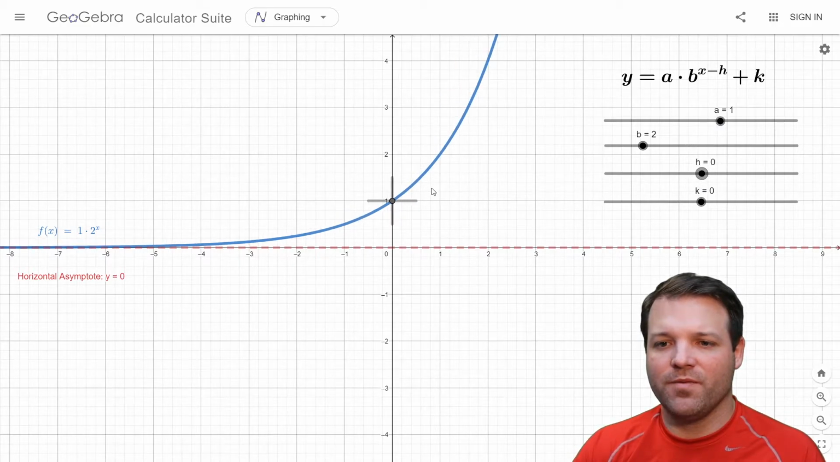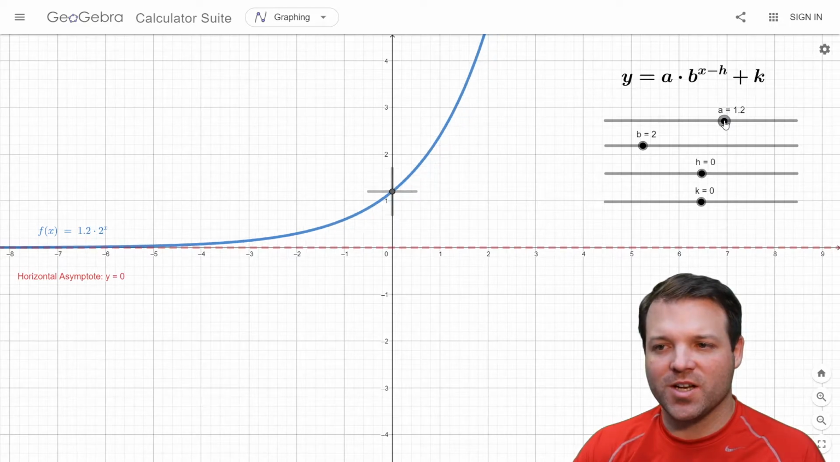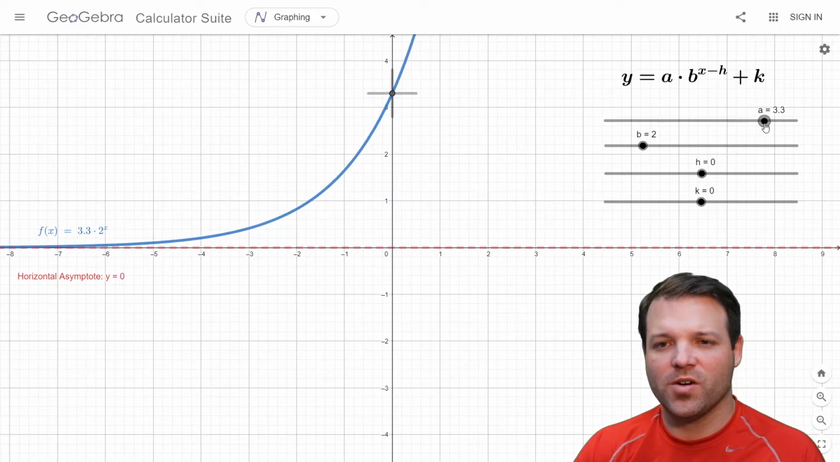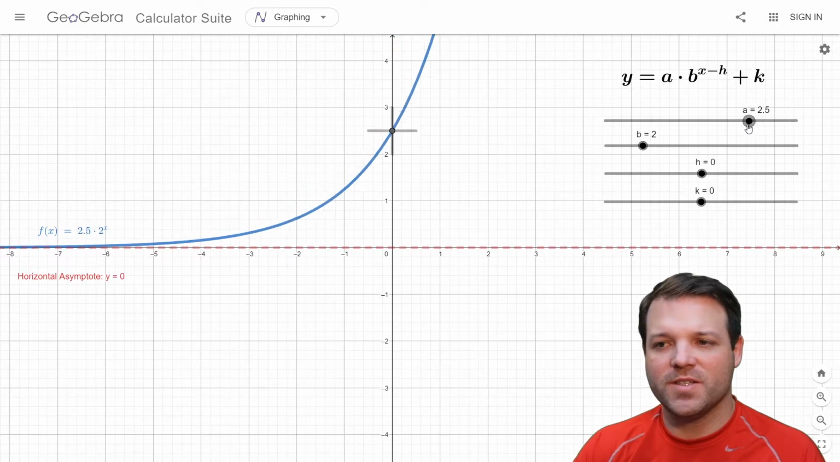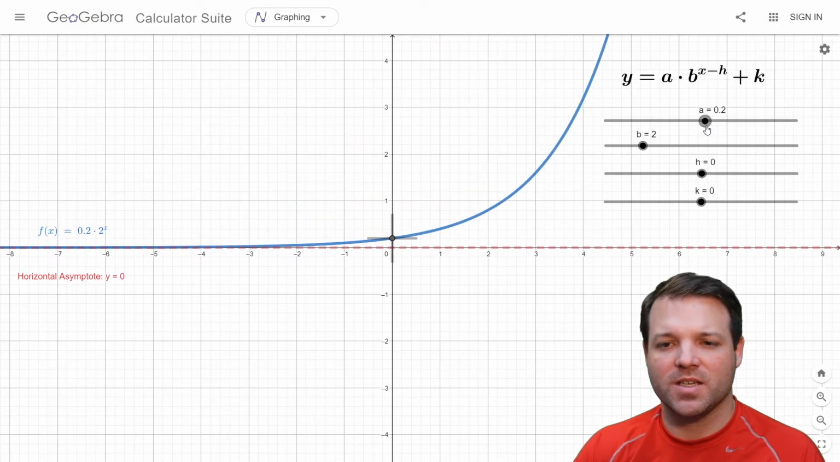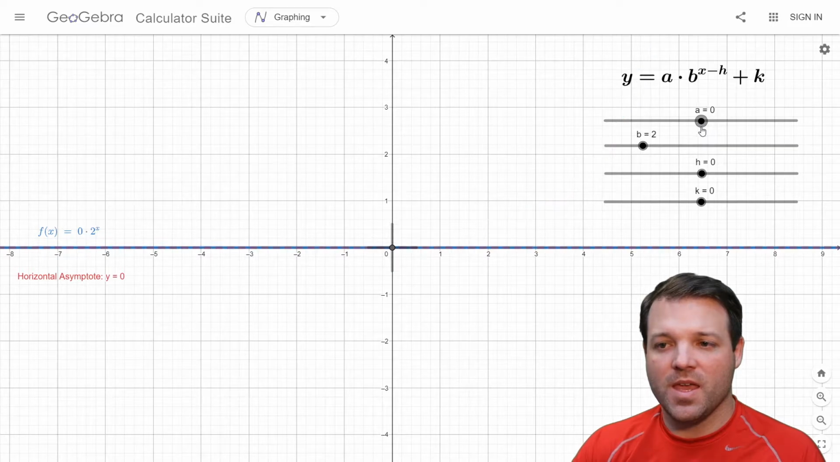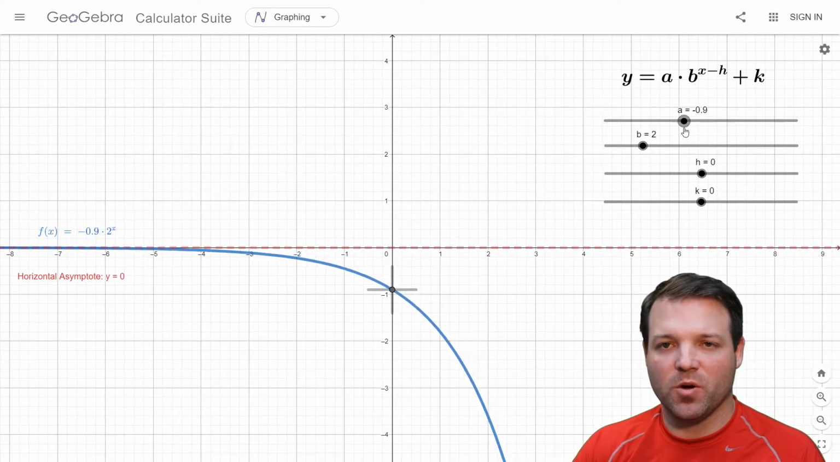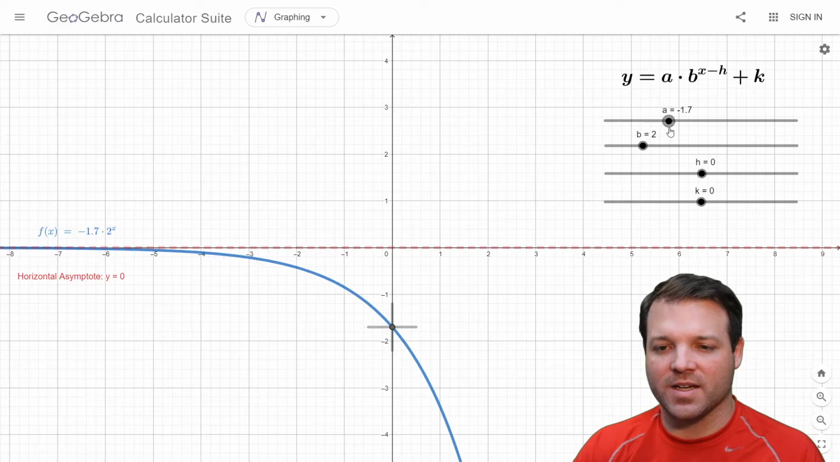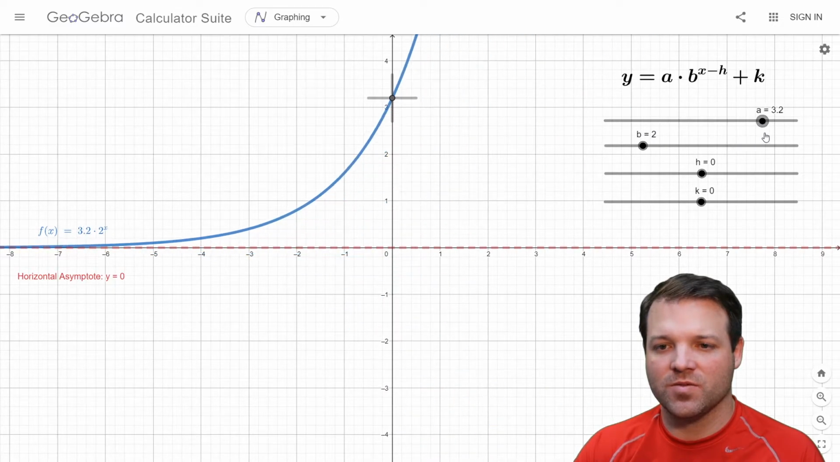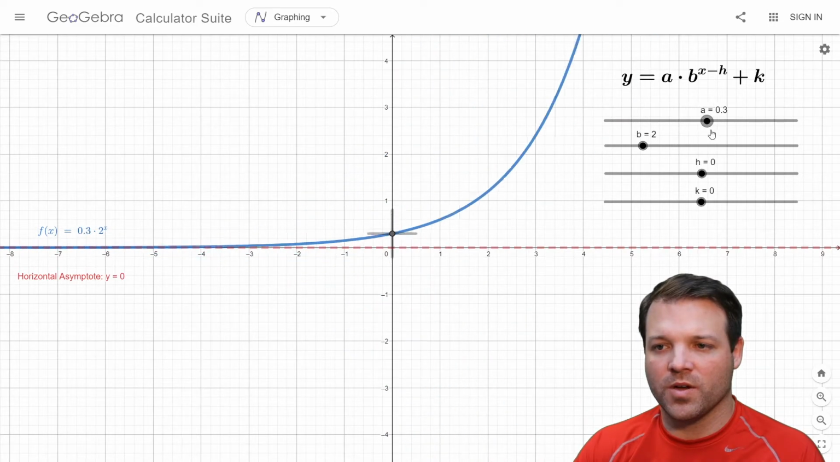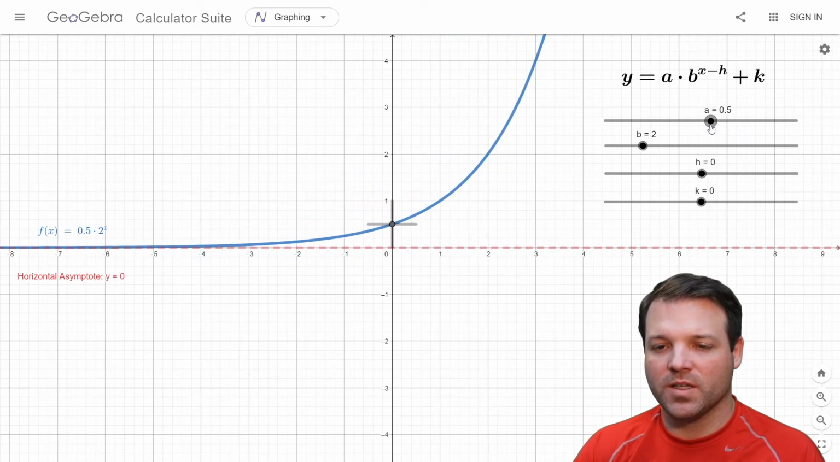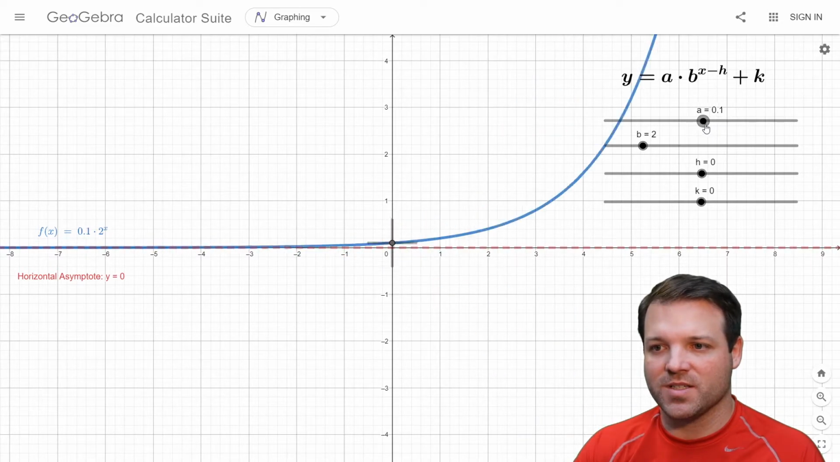And then finally we have the a value. Now the a value on the outside is really this multiplier, and it's going to vertically stretch the graph if a increases. So the whole graph is going to stretch, or if it's decreasing, it's going to start compressing. And if it's negative, it's going to flip over the x-axis, or reflect over the x-axis. So you can see a is negative, and then as we move it up, it's going up and down. Okay, so it is vertically stretching and compressing in this case.